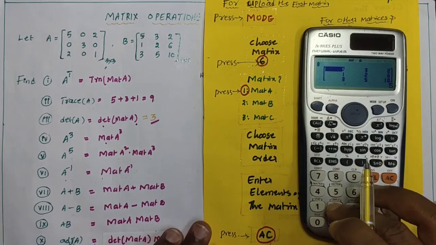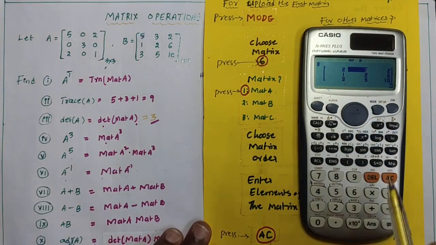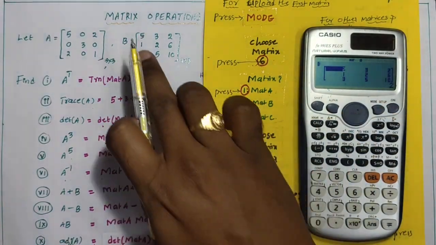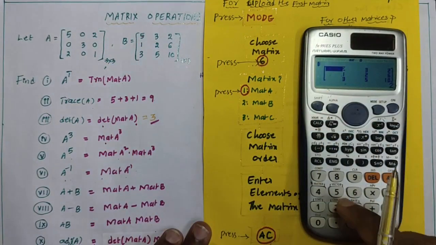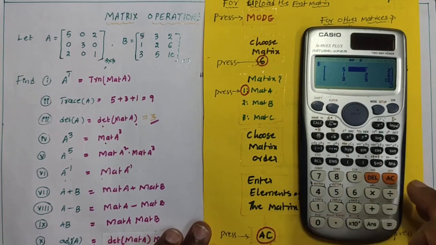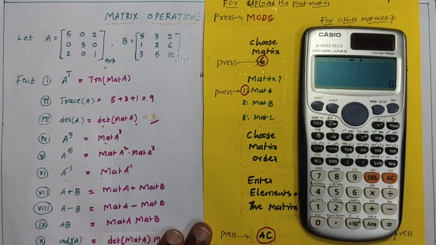If you want the 2, then press 2 and equal here. But there the element is a 5. Now I am changing the first element to 5 here. I am pressing the 5. Okay, now I am pressing the button AC. Now it is stored there.